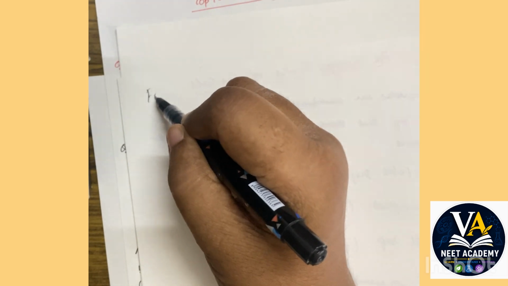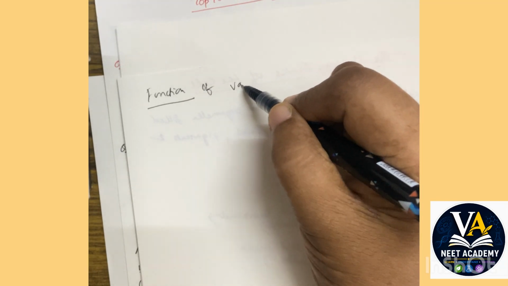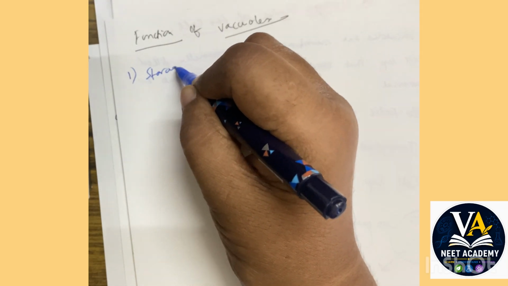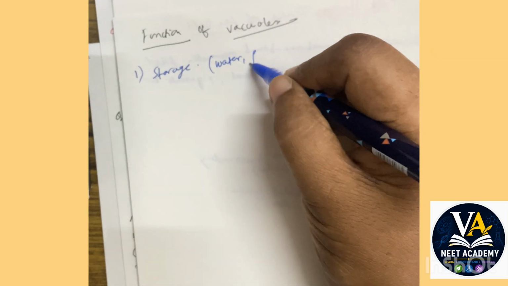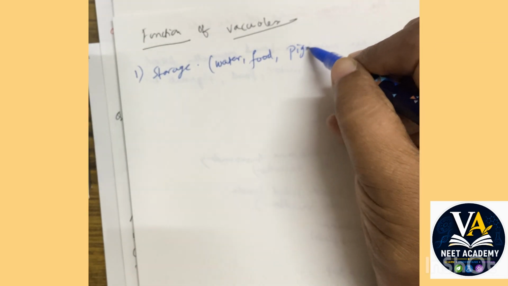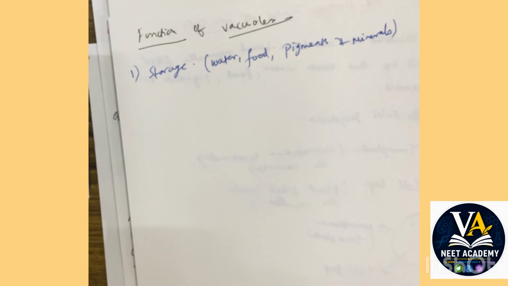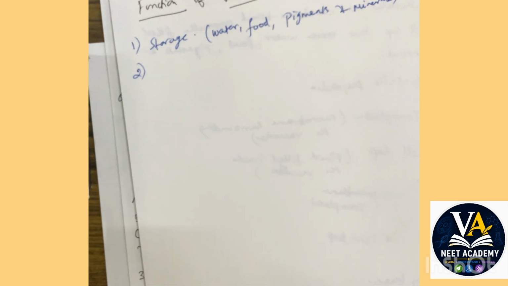So we have just seen vacuoles in plants and vacuoles in animals. Now the general function of vacuoles. There are many important functions of vacuoles, so we will see that one by one. The first very important function is storage. Now storage of what? I have already told you, it stores water, food, pigments and minerals. So these are stored in the vacuoles. We are talking about both plants and animals now.